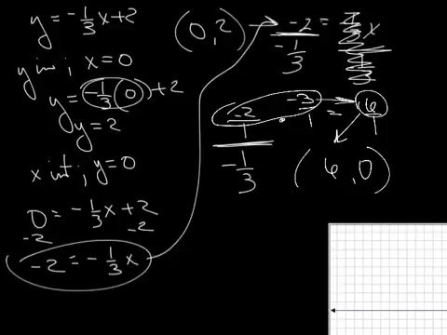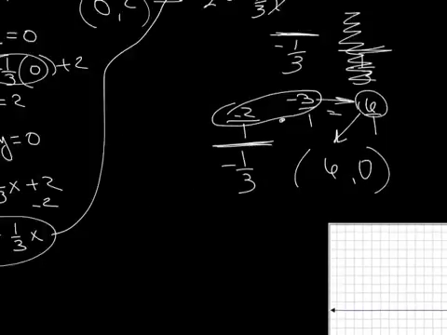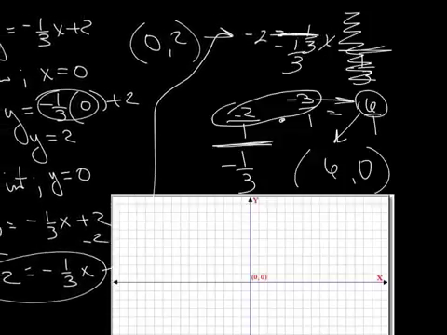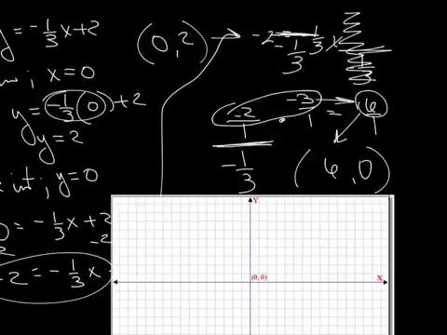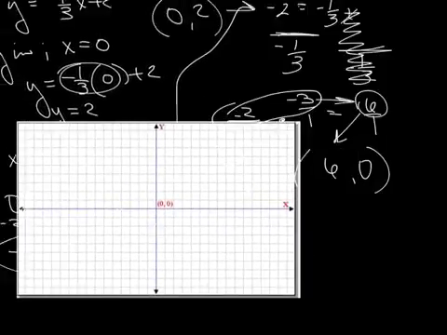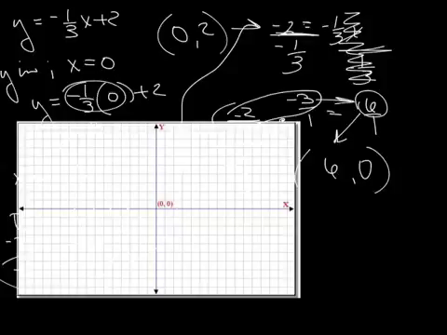Okay, so there's my 2 points. So let's get our graph back up here. So I graph 0, 2, and I graph 6, 0. And I draw a line, and there's the graph of that equation. Okay, so that's it for lesson 3.4.